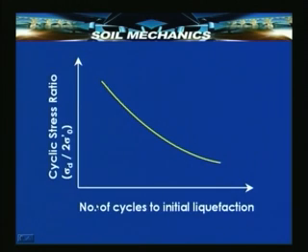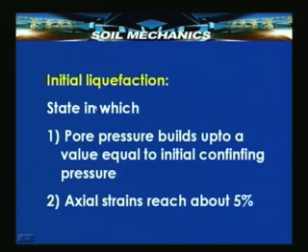Then plot the number of cycles which causes initial liquefaction against a ratio known as the cyclic stress ratio, sigma d by 2 sigma 0 dash. Let us see in the next slide what this represents. Initial liquefaction is the state in which pore pressure builds up to a value equal to the initial confining pressure. That means it completely neutralizes the initial confining pressure and therefore, the soil starts liquefying, or where strains reach very high values, for example 5%.